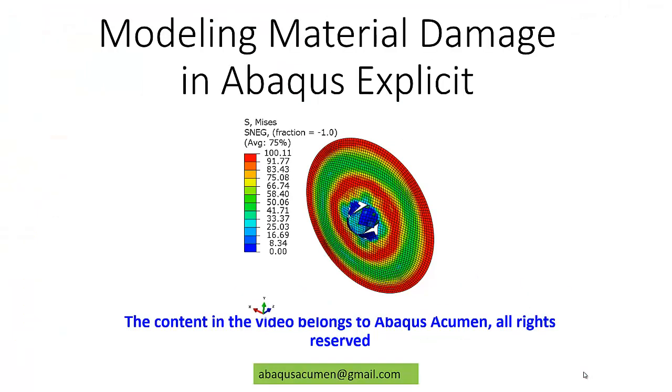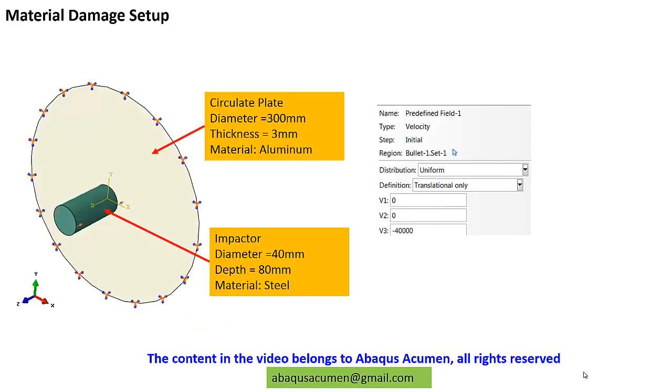This will be modeling material damage in Abaqus Explicit, and very specifically we are going to model ductile damage. It's not brittle, it is ductile damage. There are two components here. One is a circular plate, and over that an impactor, a steel impactor of 40 millimeter diameter and 80 millimeter depth, with a very high velocity of 400 meters per second when it hits. The units we are going to use are ton, newton, millimeter, second. Sorry, I forgot to put that here, but that is exactly the unit system we are using. The circular disc is aluminium with a 300 millimeter diameter and 3 millimeter thickness, and it's impacted by this impactor. We are going to clamp the outer periphery, so it will be an encastre condition.